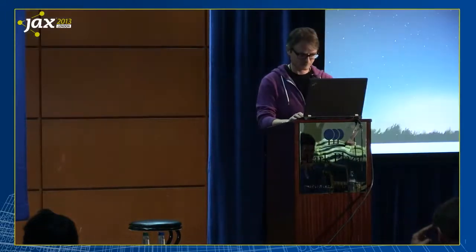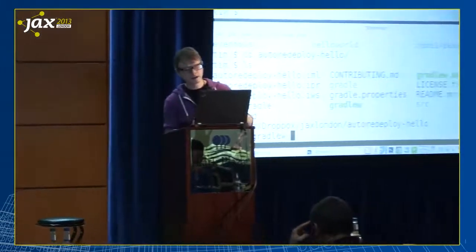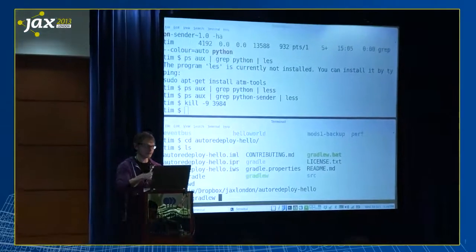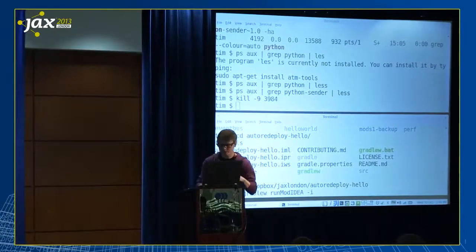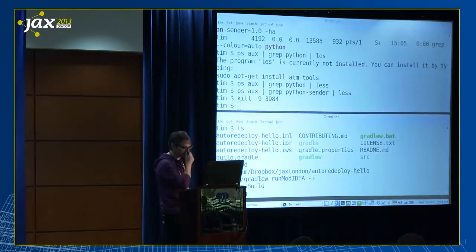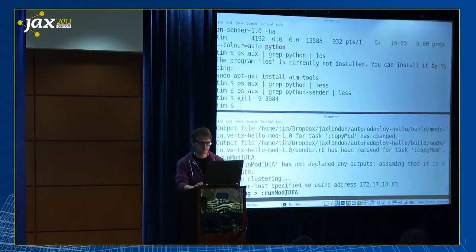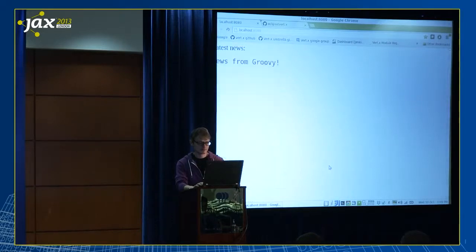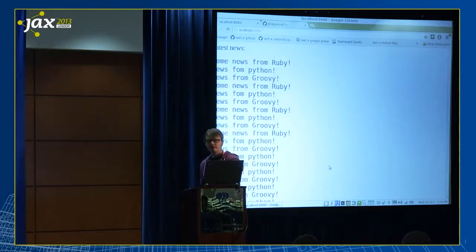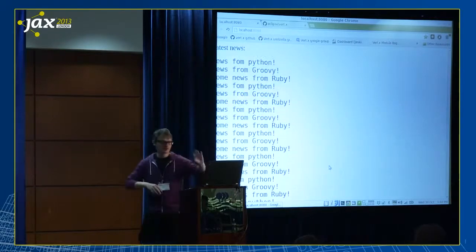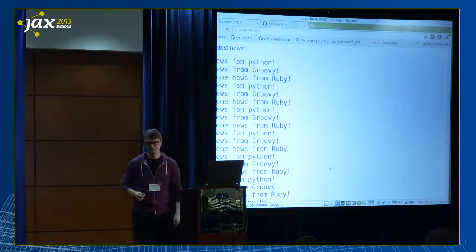So let's run that. I can run it from the command line by executing Gradle, and there's a Gradle target called runModIdea, which is for running a module when it's inside IntelliJ IDEA. And I use -i, that's a Gradle switch, which otherwise swallows all the output. Okay, it takes a few seconds to start up. And when it's started up, let's go back to the browser, F5. And there we go. You can see it's saying some news from Ruby as well now. So as well as the two other verticles still running in the background, we've got the one running in the IDE now, also sending to the same event bus address.